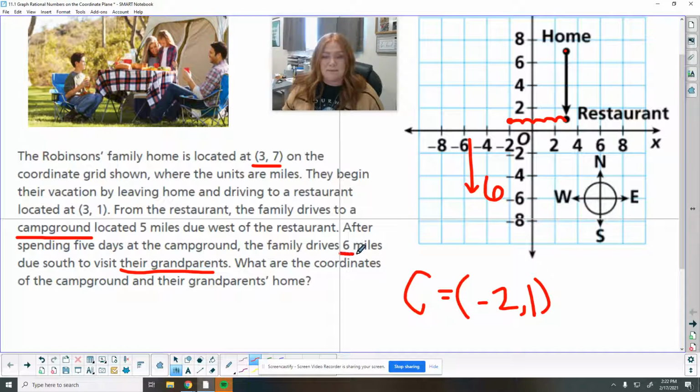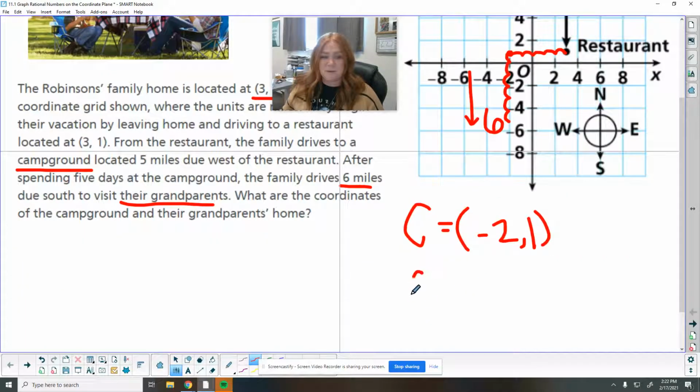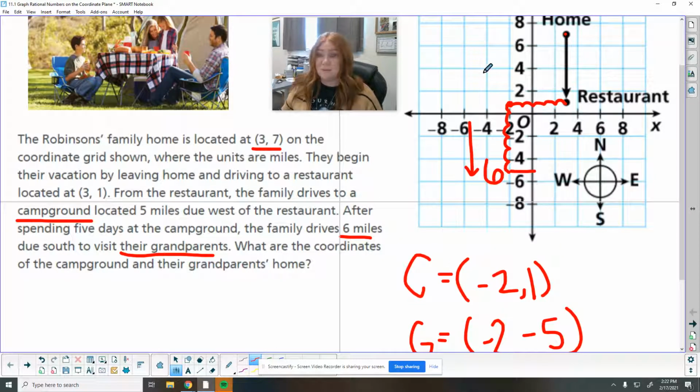Okay, so our campground is here at (-2, 1). And then we want to go 6 miles straight south. So here's 1, 2, 3, 4, 5, 6 right here. So the grandparents' house is over at -2. We still are going to the left. And then we're going down, which is also in the negatives, to -5. So our campground is over here in this quadrant, which we're going to talk more about today. And then they went down into the next quadrant to get to their grandparents' home.